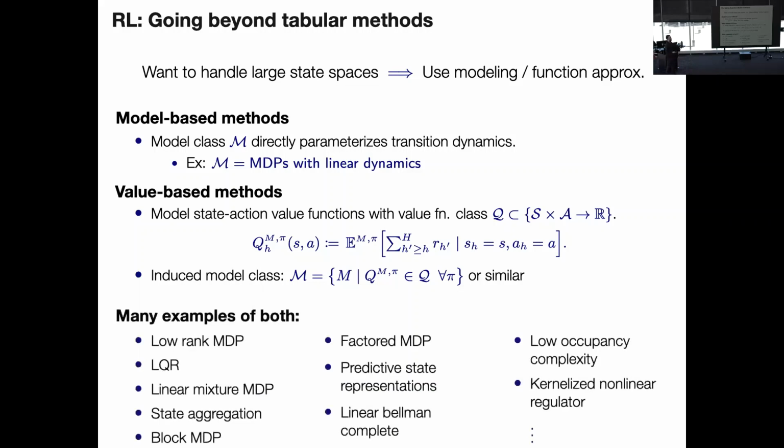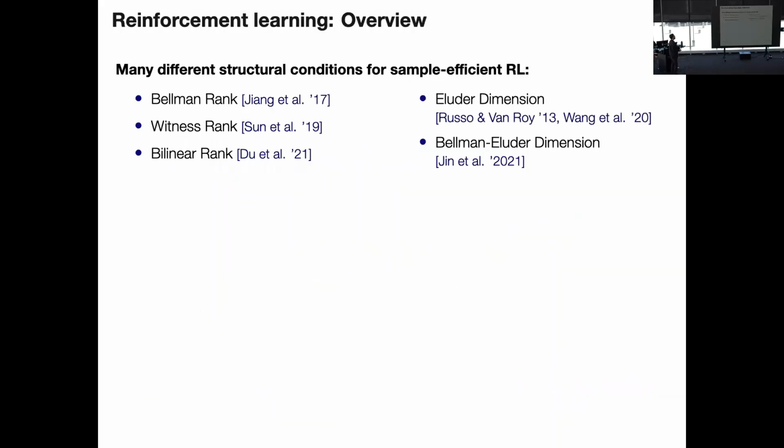There are many, many examples of both of these methods, more than one can cover in a single talk. But the interesting thing is there are also many general structural conditions which try to subsume various classes of MDPs that are tractable. This has been a very active area of research, I would say, especially in the last 5 years. This Bellman rank paper is really what kicked this line of research off. These are all different properties of your MDP that tell you, under these conditions, you get low sample complexity.